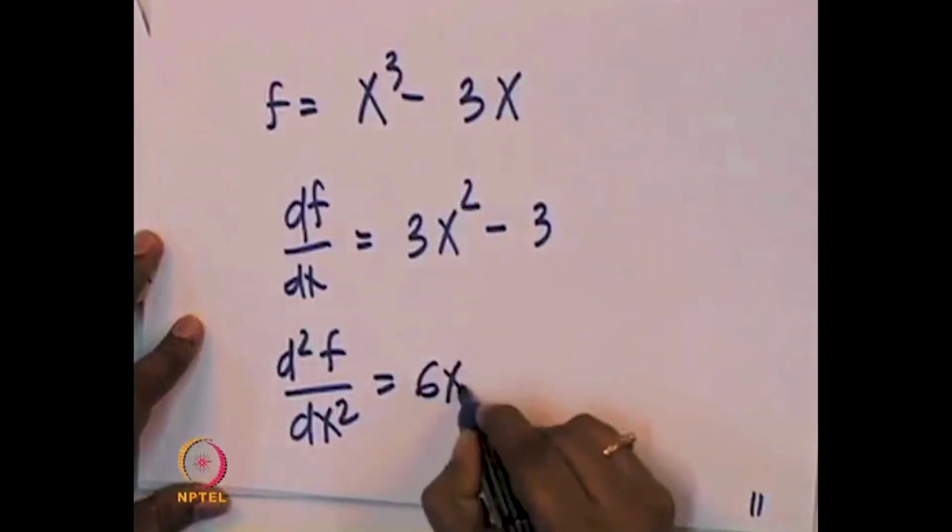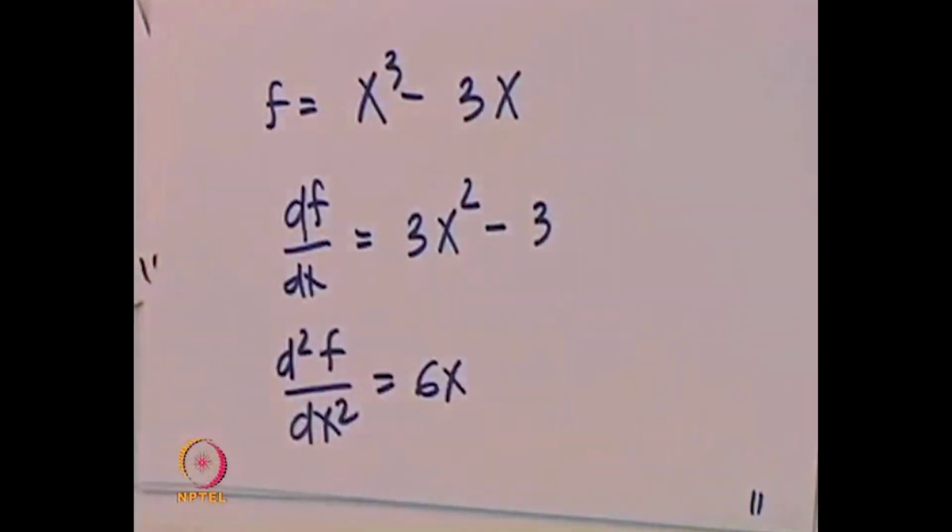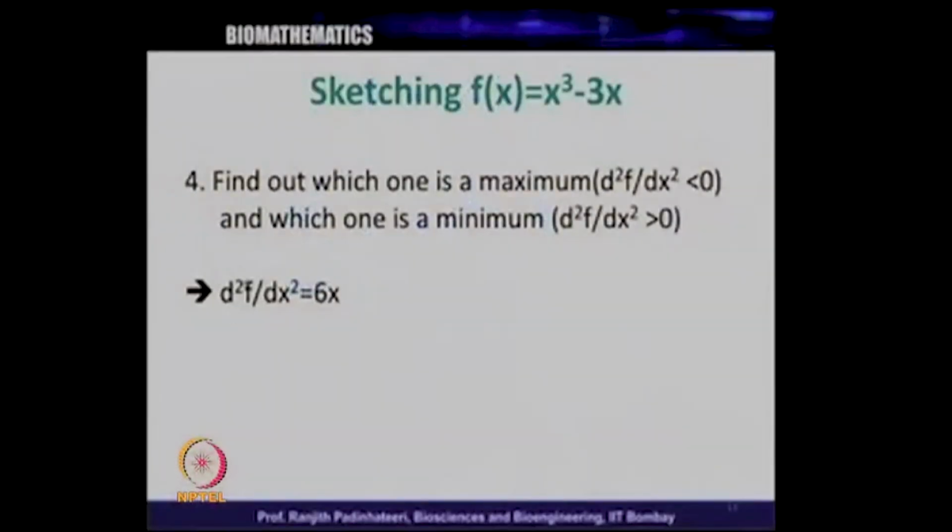So, this is 6x, and the derivative of 3 is 0. So, the second derivative is 6x. So, that is what we have written here. The second derivative of this function, d square f by dx square, is 6x, and we found that when x equal to +1, it is either a maxima or a minima, and x equal to -1 is also a maxima or minima.